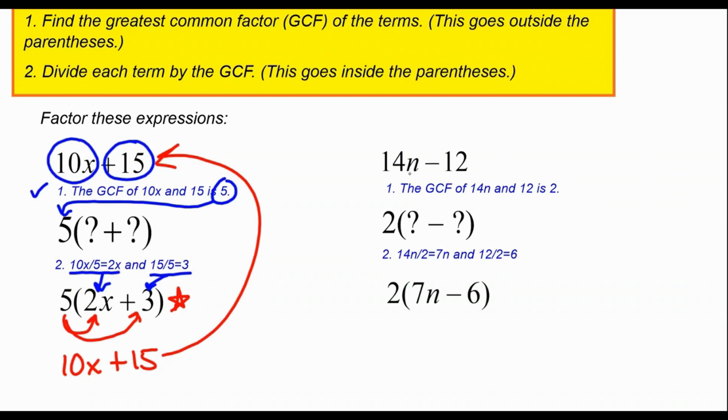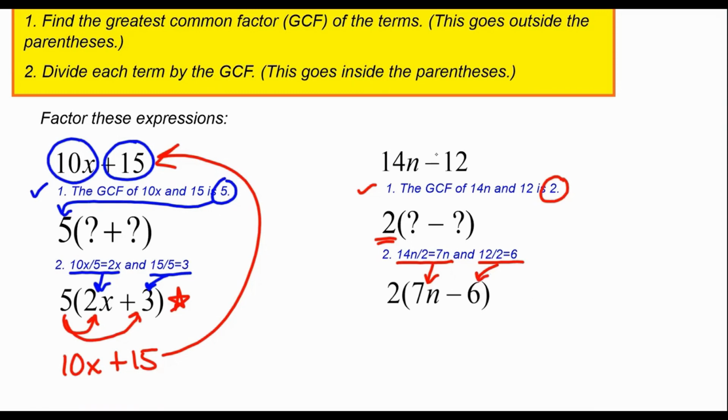Another example, 14n minus 12. The greatest common factor of 14n and 12 is 2. 2 is the largest number that divides both of these, so I know 2 is going to go outside the parentheses. So 2 times what gives me 14n minus 12? Well, 14 divided by 2 is 7n, and 12 divided by 2 is 6. So that's what goes in the parentheses, 7n minus 6.